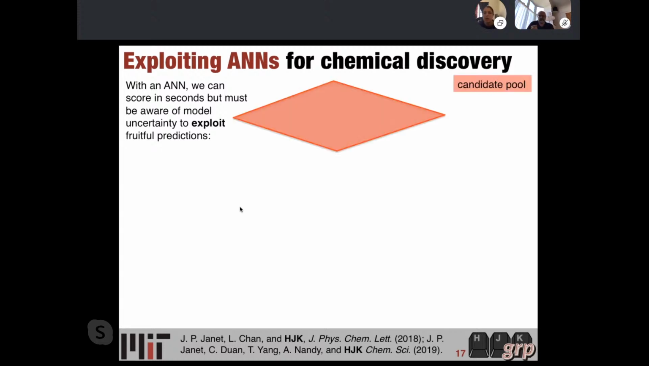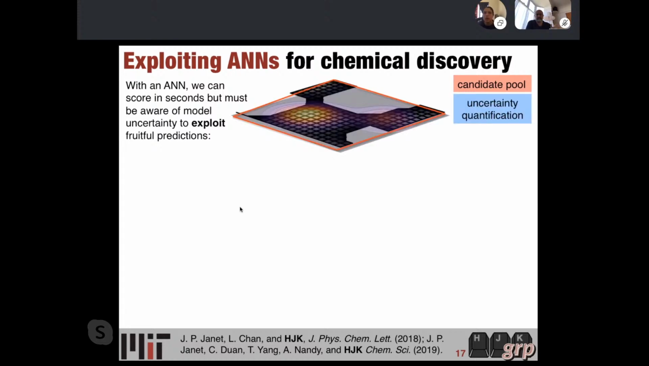And so we need 3 ingredients for this. We use a discrete optimization approach. So we need to define a chemical space we're going to explore that I'll call the candidate pool. We need a way to know in that candidate pool, where is the neural network certain or uncertain? So we need UQ, which I just introduced to you. And then we need an approach to optimize in the space.